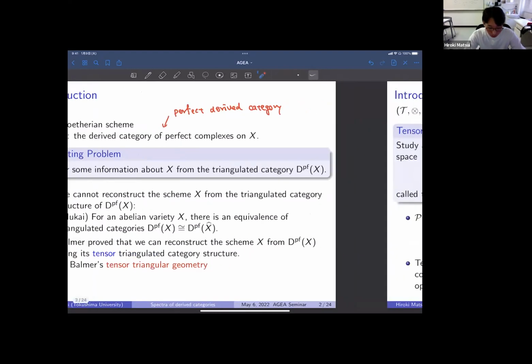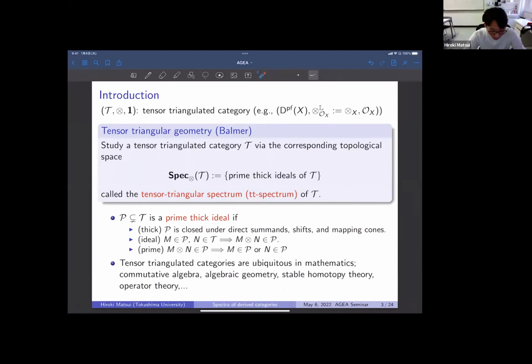Now, let us briefly introduce Balmer's tensor triangular geometry. Let T be a tensor triangulated category. This means for any objects M and N, we have the tensor product, which is functorial and compatible with triangulated category structures. In this talk, we mainly consider this tensor triangulated category: the perfect derived category, the derived tensor product, and the structure sheaf O_X. This triple defines a tensor triangulated category, and we always consider this category.